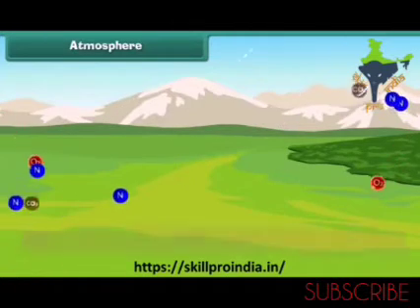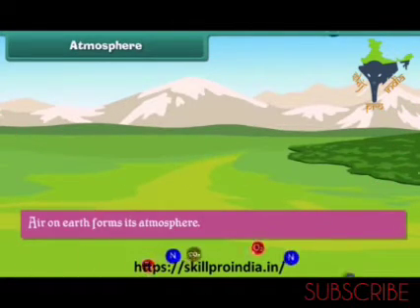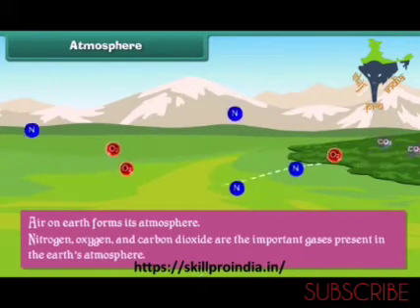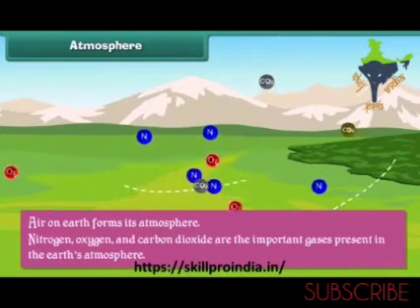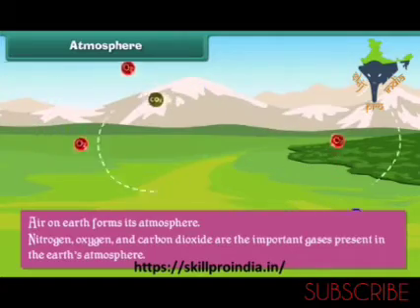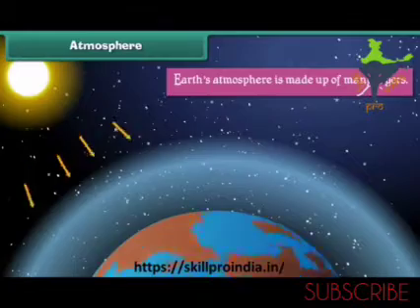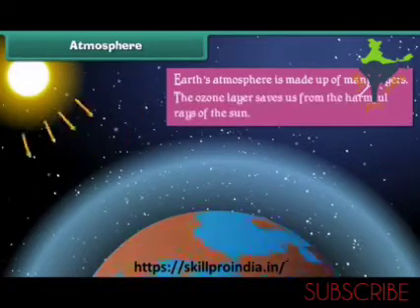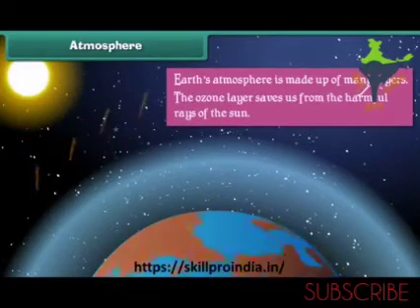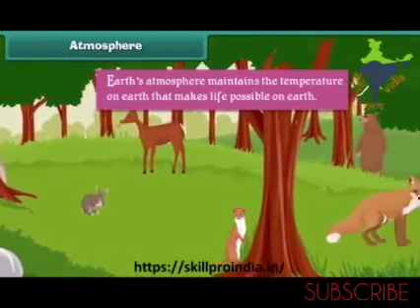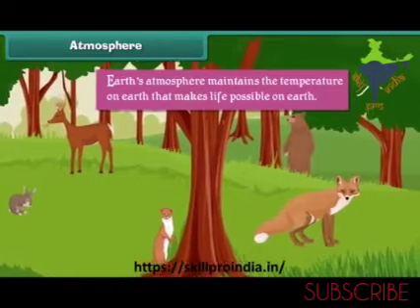Atmosphere. Air on Earth forms its atmosphere. Nitrogen, oxygen and carbon dioxide are the important gases present in the Earth's atmosphere. Earth's atmosphere is made up of many layers. The ozone layer saves us from the harmful rays of the Sun. Earth's atmosphere maintains the temperature on Earth that makes life possible on Earth.